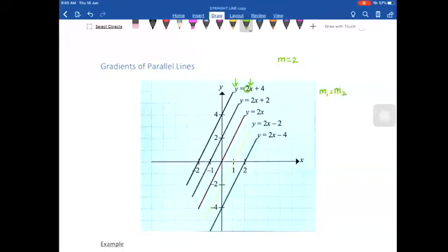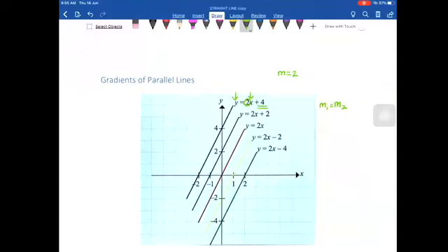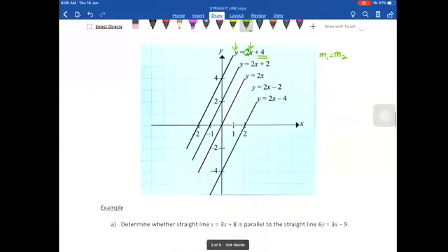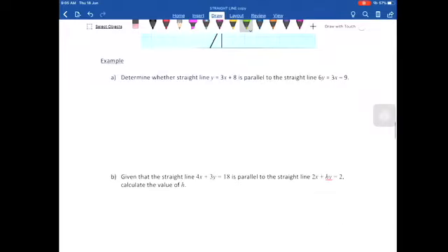M1 is equals to M2. So semua gradient adalah sama. Berbeza adalah yang kat belakang ni saja. Okay, that is what you should have observed. Okay, so now questions.